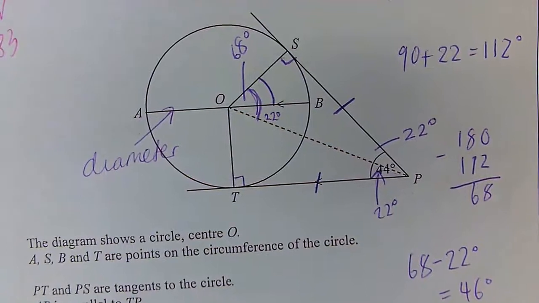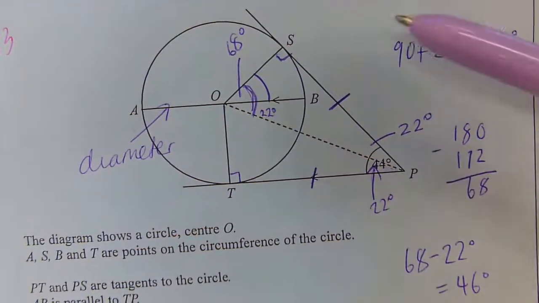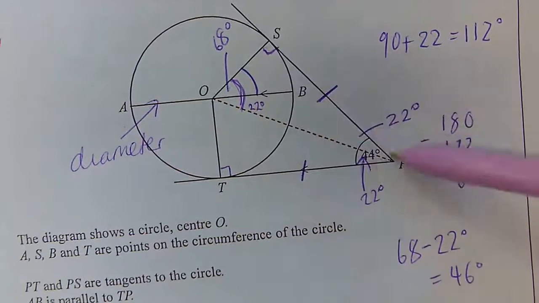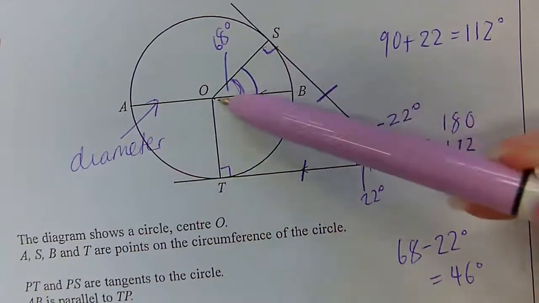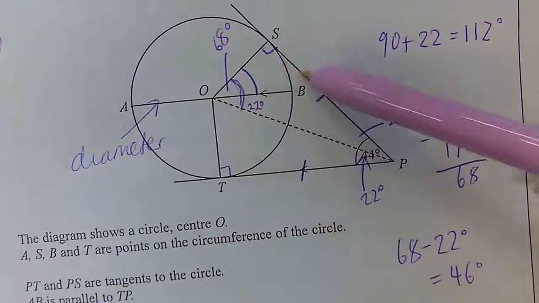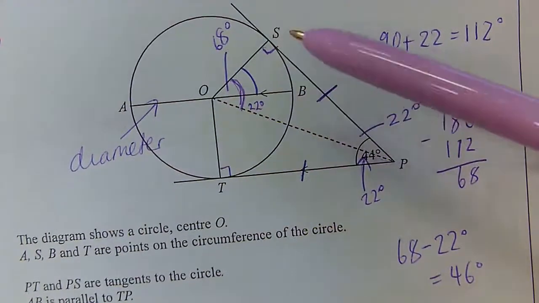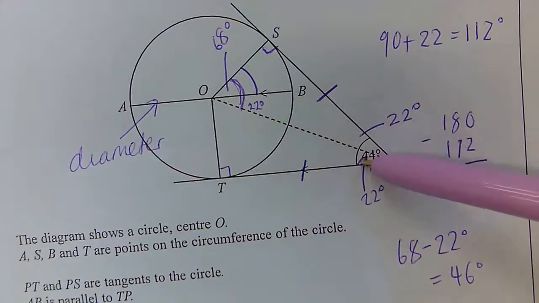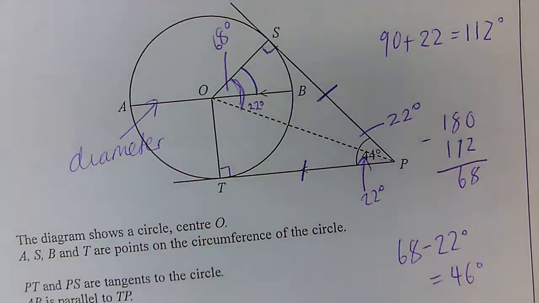Okay, that was quite a challenging question. Some of the key points there we had were angles in a triangle. We had Z angles, or alternate angles, were equal. We had a radius meets a tangent at 90 degrees. And we had the fact that this would cut this exactly in half. Okay, so there were some key points there.